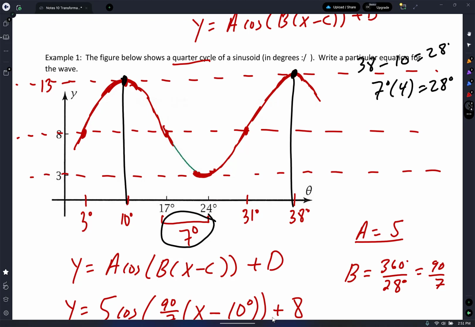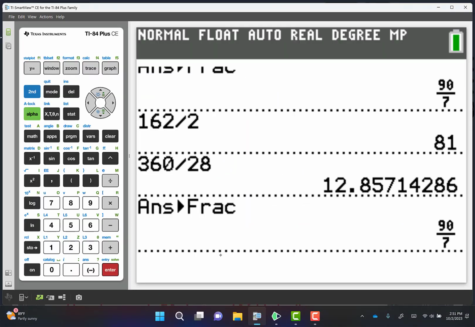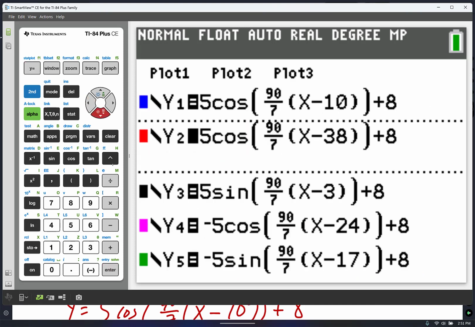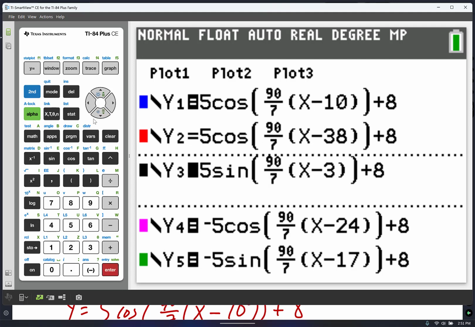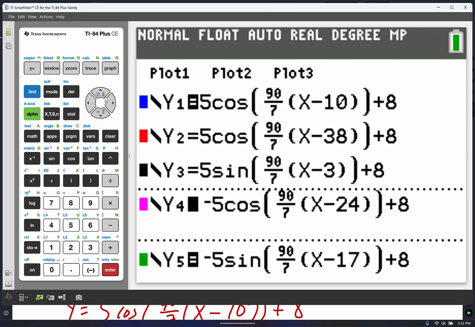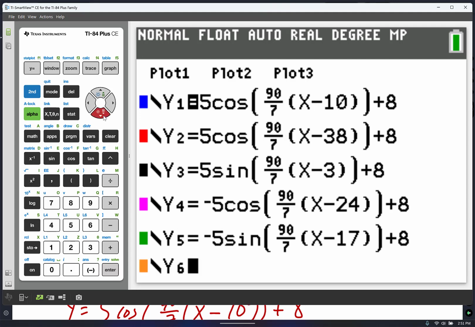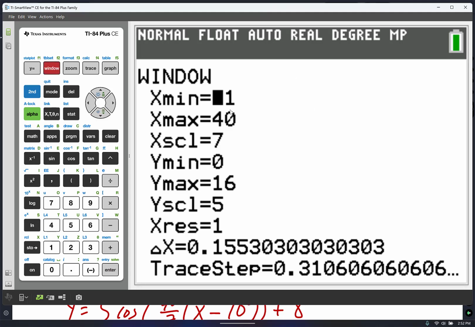Check it out. I believe I already have it here because they're all here. So try not to look at Y2 just yet because you're going to get confused. If your calculator has those answers, leave them alone. I'm going to leave them there because it's so much faster to just reference them. There it is. Y1, 5 cosine 90 over 7, x minus 10, plus 8. And here's my window. If you want to change your window to look like that: X min negative 1, X max 40.